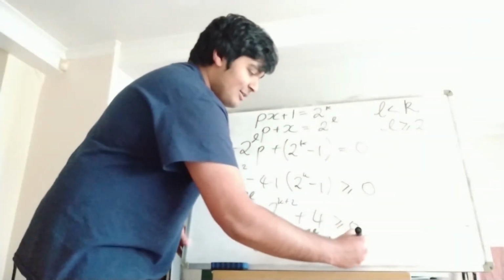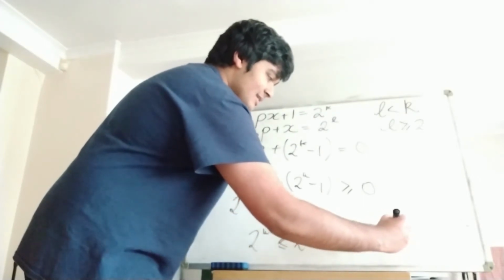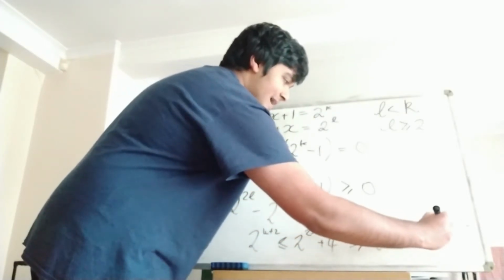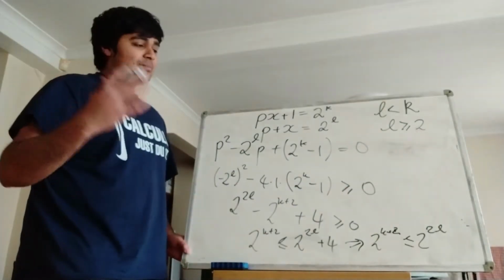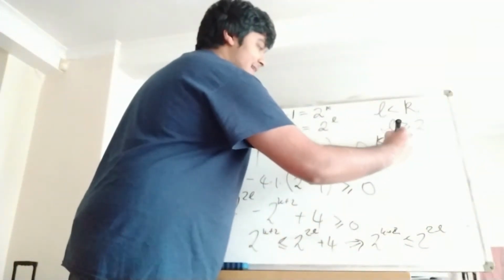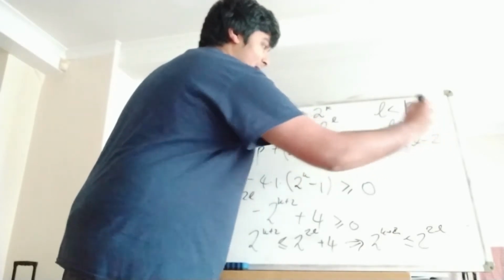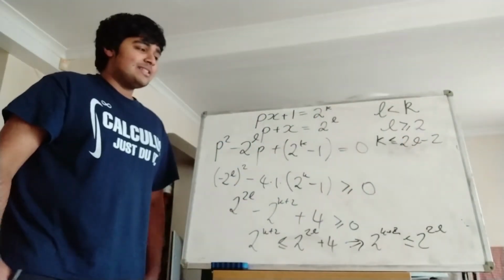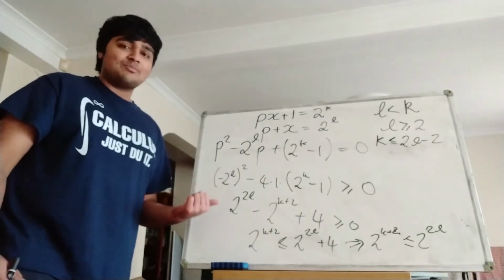So then I can conclude that 2 to the k plus 2 is less than or equal to 2 to the 2l. And then that, of course, gives me that k plus 2 is less than or equal to 2l. So in other words, k is less than or equal to 2l minus 2. Okay, so that's another inequality derived, and we're one step closer to solving this problem.